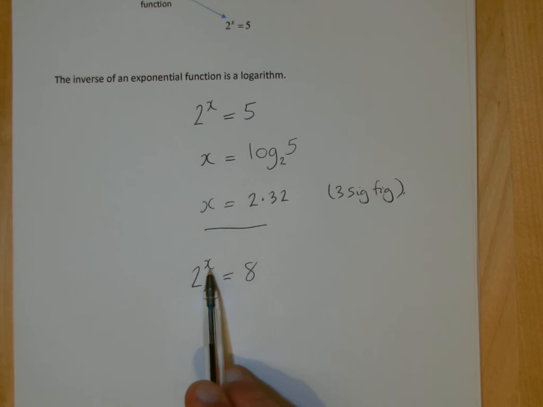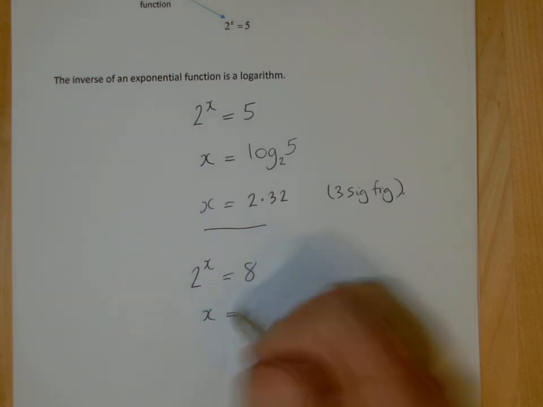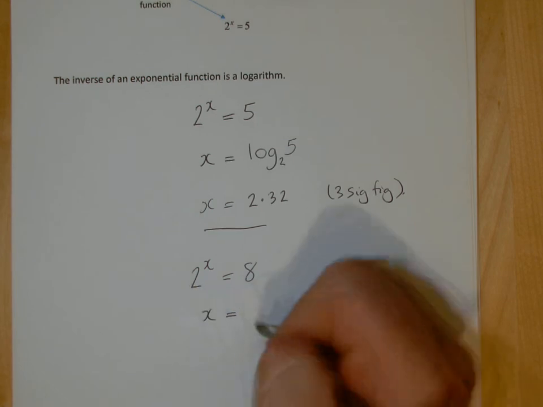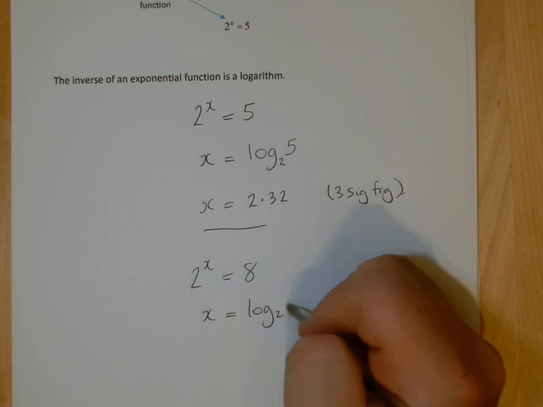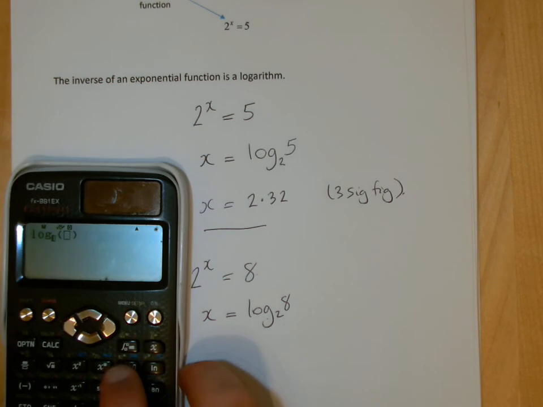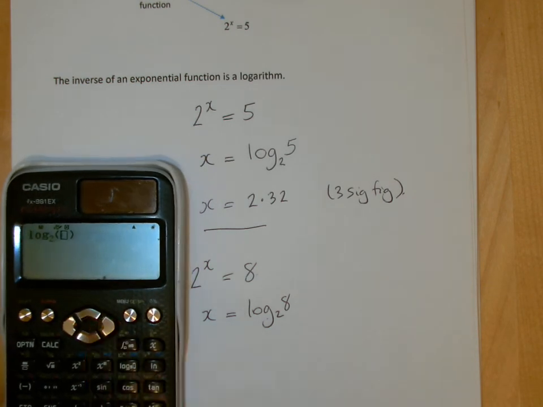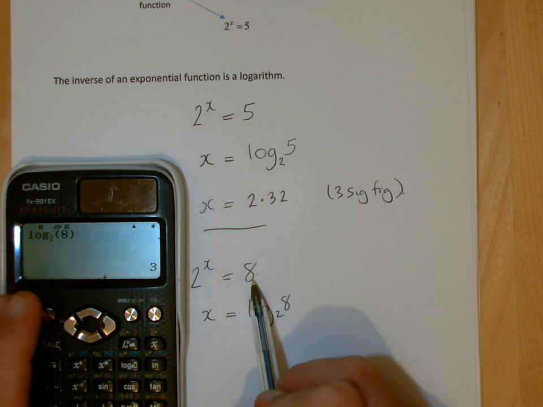In this case the power is x, that's what I want. So if you take the 2 over to the side, it creates a logarithm to the base 2, and I get log to the base 2 of 8. So I'm expecting my answer to be 3, because 2 to the power 3 is 8.